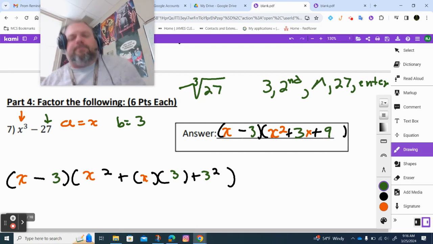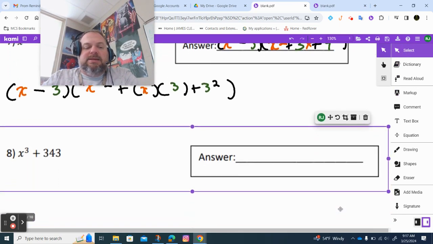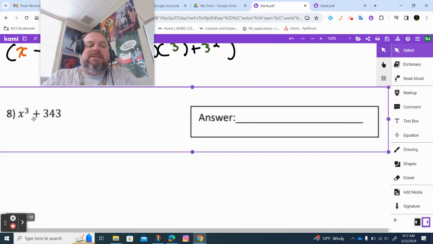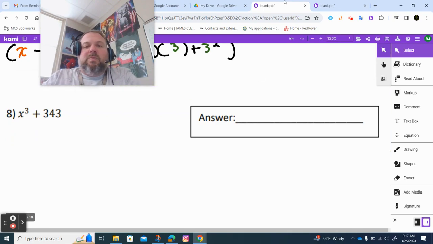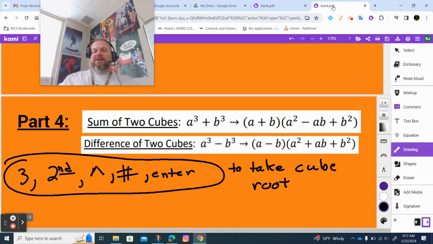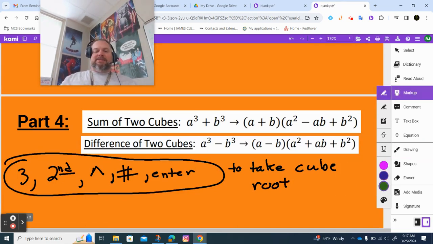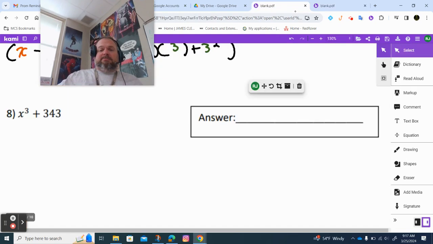All right. Now, this number 8 is the sum of two cubes, which we talked about. The main difference in our definition is literally those signs right there. That's it, is those signs. It's the same pattern, just those signs.